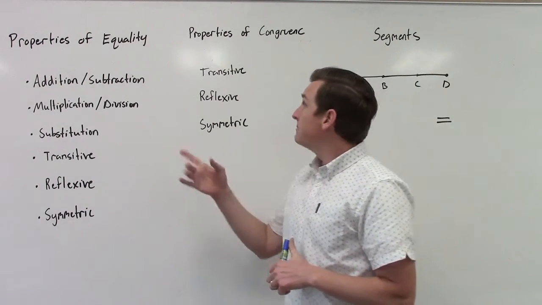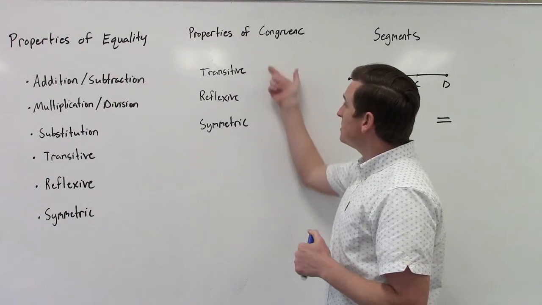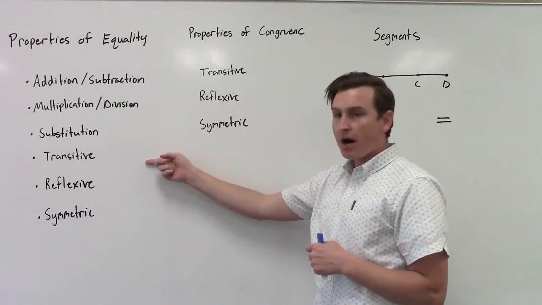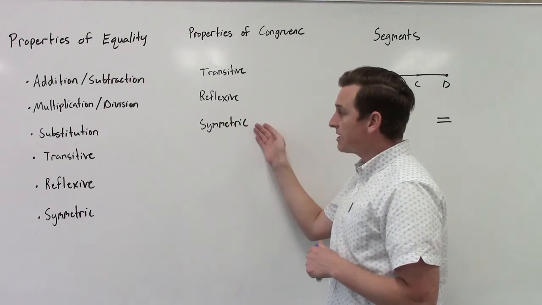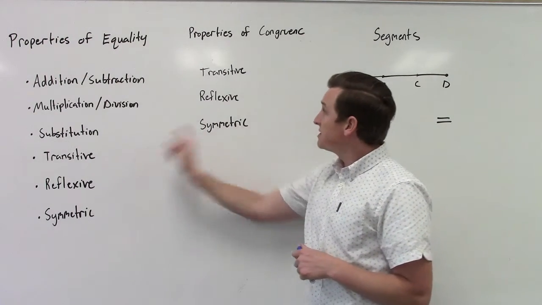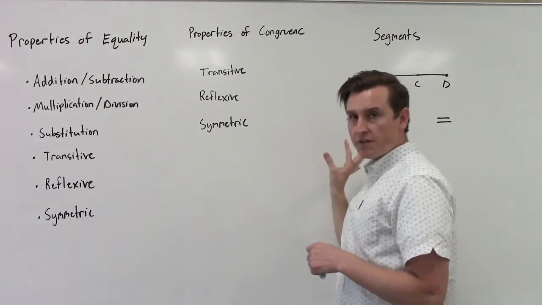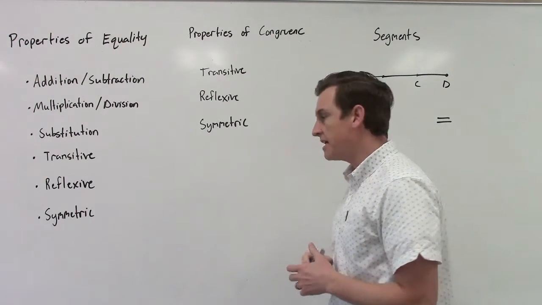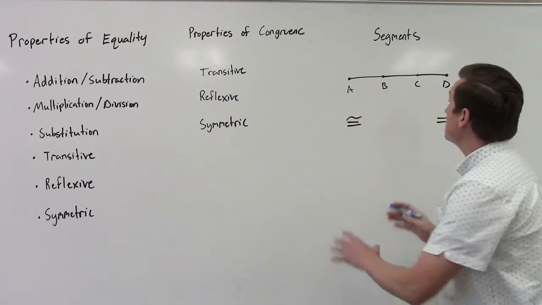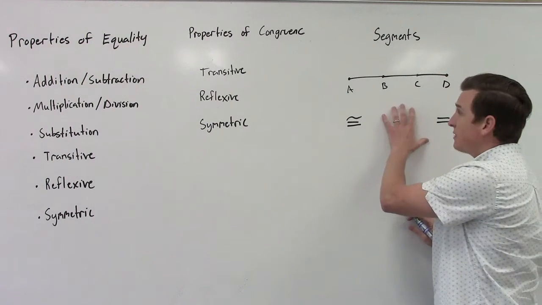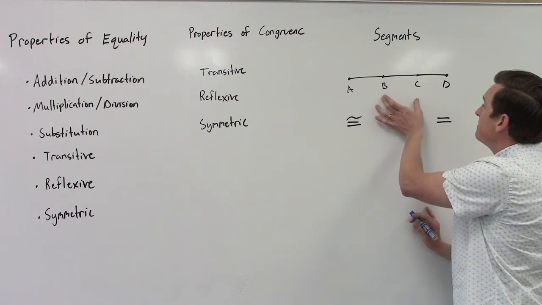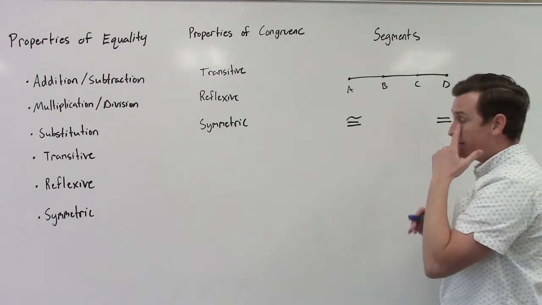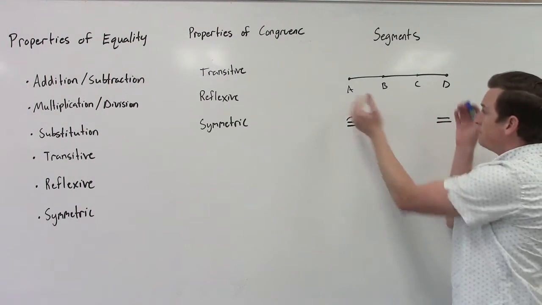Notice that for the properties of congruence, we don't have as many. We only have transitive, reflexive, and symmetric. So these are similar, and we're going to go through what these look like over on this side so you can get an example. We're going to use this diagram as a reference. We've got some segments here, AB, BC, and CD, and when we put them together we get this whole big segment.